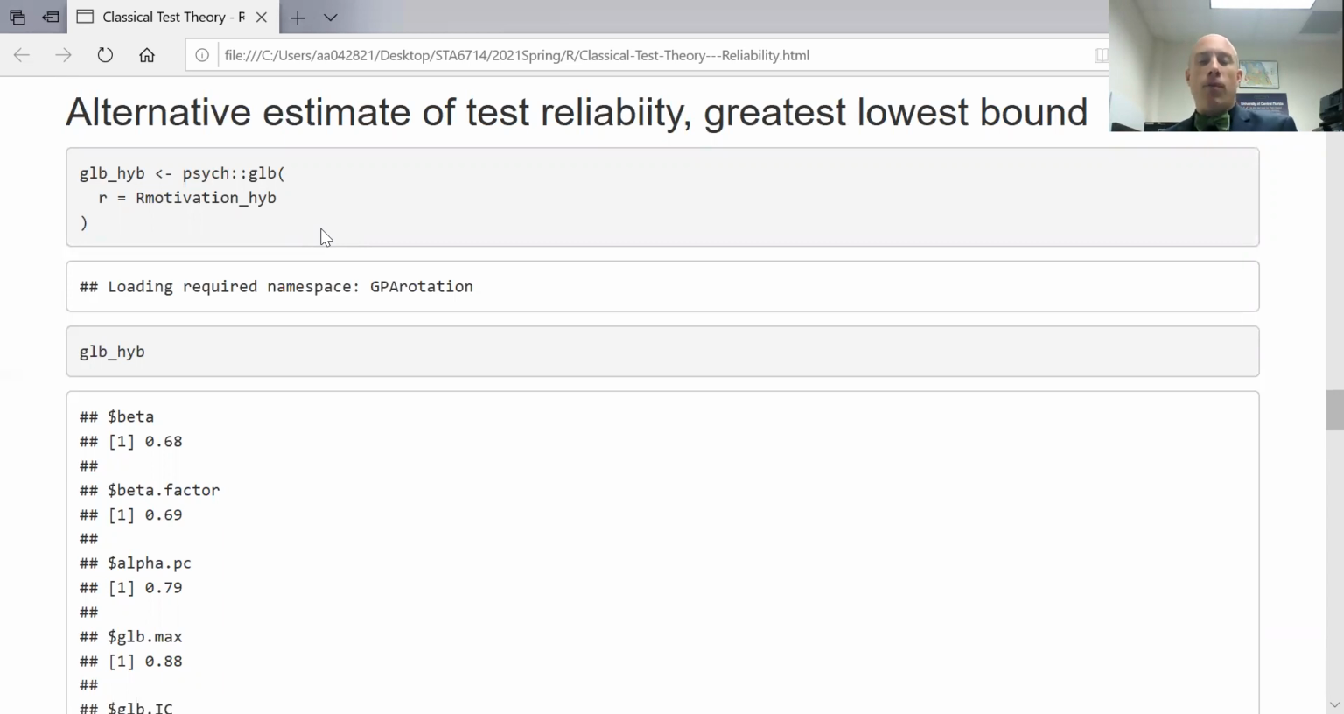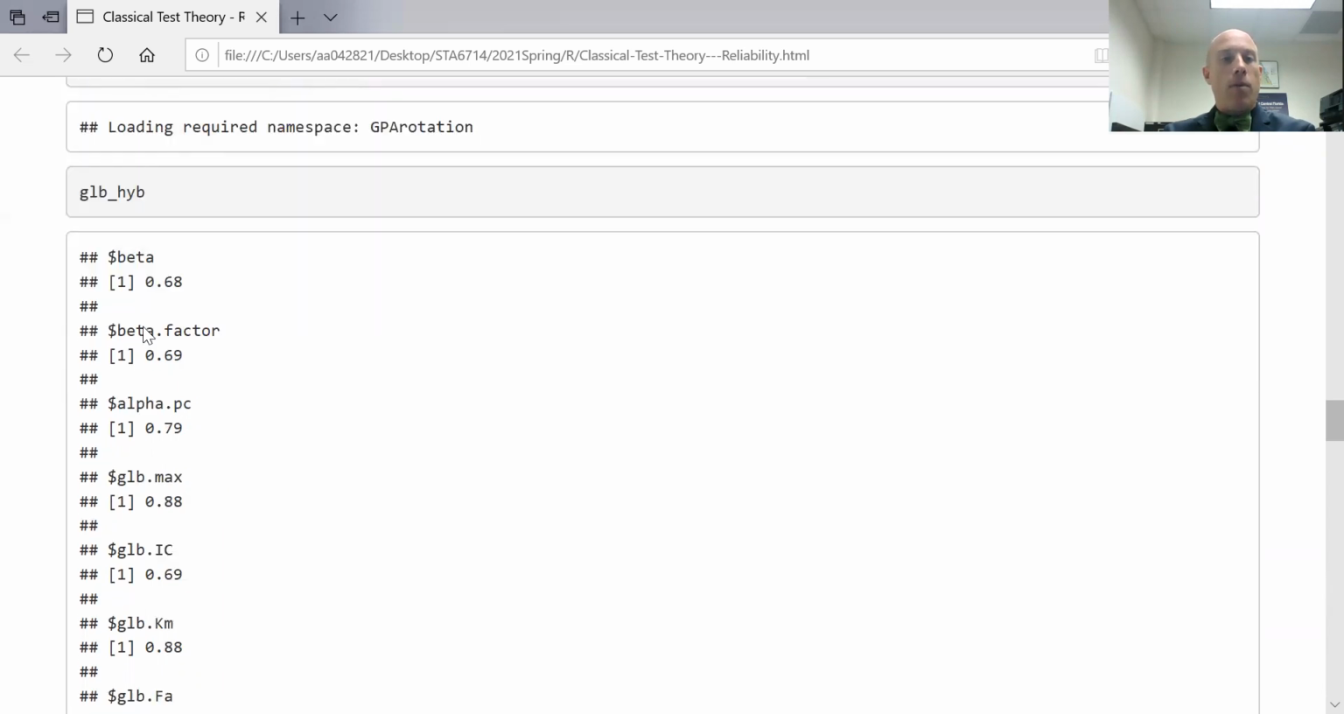If you've taken mathematical analysis, you are very familiar with the greatest lower bound. And we just do GLB in the psych package. And we get some values. We get a beta factor. Here we have alpha, PC, GLB max, which we've seen before in our confidence interval.